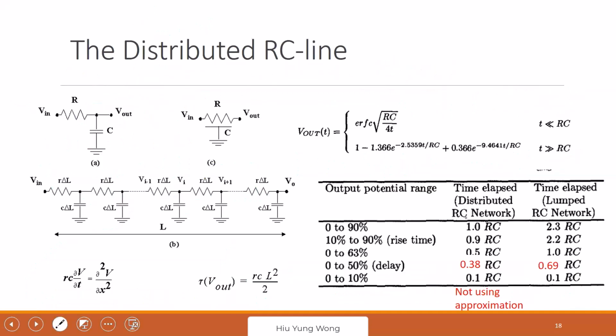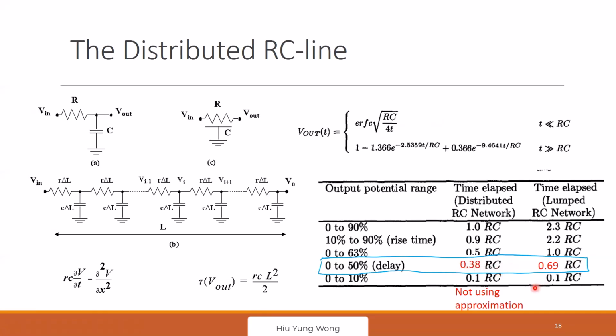Now, this is a summary, but no worry about this. I'm not asking you to memorize all these equations, just to let you know that the real solution is very complicated. But I want you to pay attention to this one, the 0 to 50% delay, which is related to the delay that we're calculating. If you use the lump circuit, it's 0.69 RC, okay? But if you use the distributed one, it's 0.38 RC.